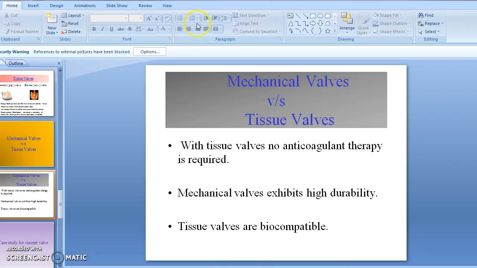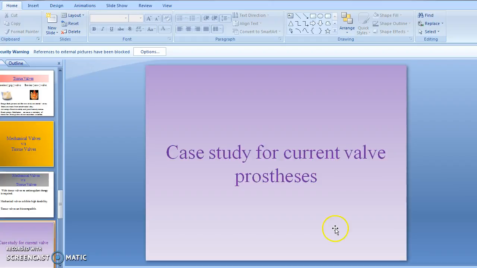So coming to the summary of the mechanical walls and the tissue walls. With the tissue walls, no anticoagulant therapy is required, whereas the mechanical walls require a kind of anticoagulant. The mechanical walls have high durability, whereas the tissue walls are less durable. And the tissue walls are mainly biocompatible, whereas for the mechanical walls we need to select the type of material for the construction of the walls.